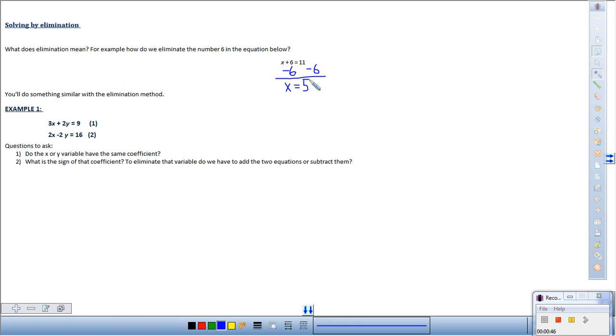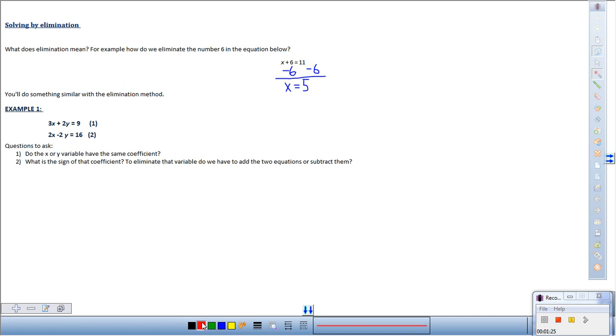We will do something very similar with the elimination method. In our first example, we have two equations, 3x plus 2y equals 9 and 2x minus 2y equals 16. Some questions to ask whenever we are presented with a system of equations and we are asked to solve by elimination is, do the x or y variable have the same coefficient? Well, let's look at x first.